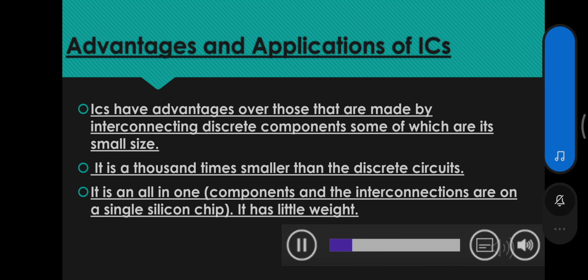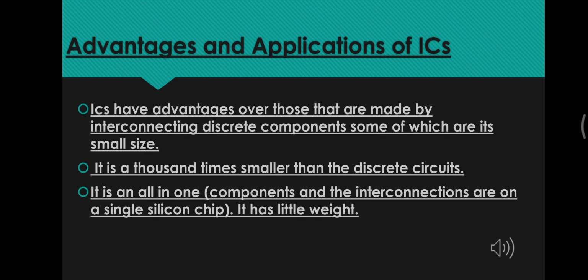ICs have advantages over circuits made by interconnecting discrete components. First, small size. It is 1,000 times smaller than discrete circuits. It is an all-in-one component and the interconnections are on a single silicon chip. It also has little weight.